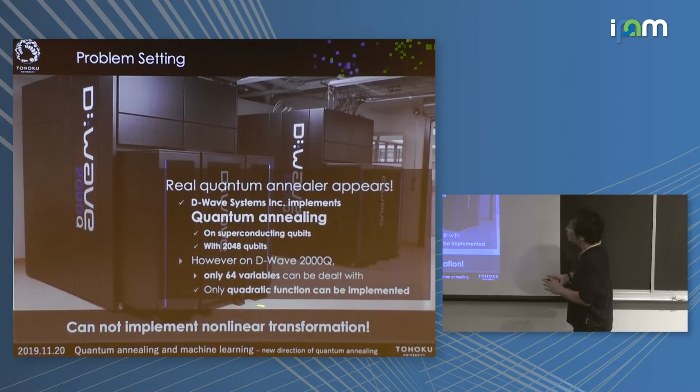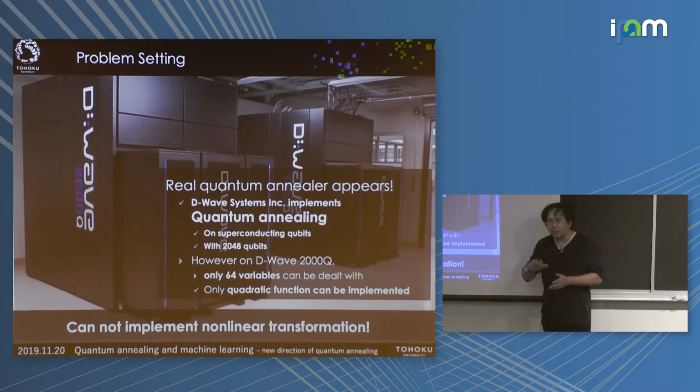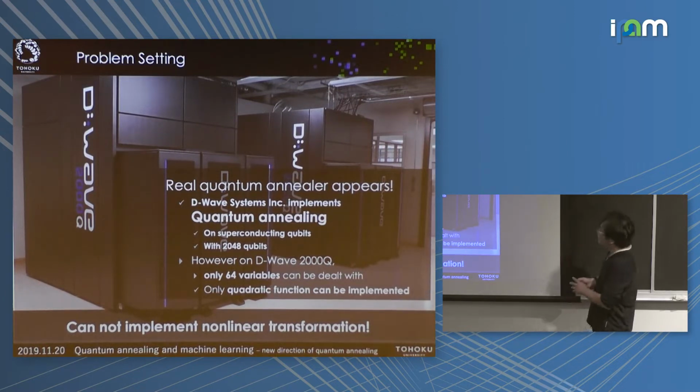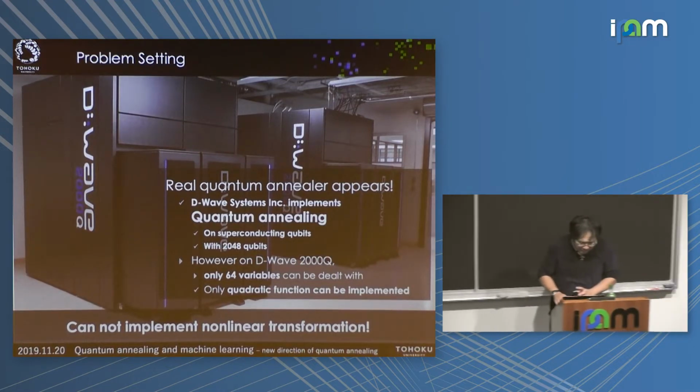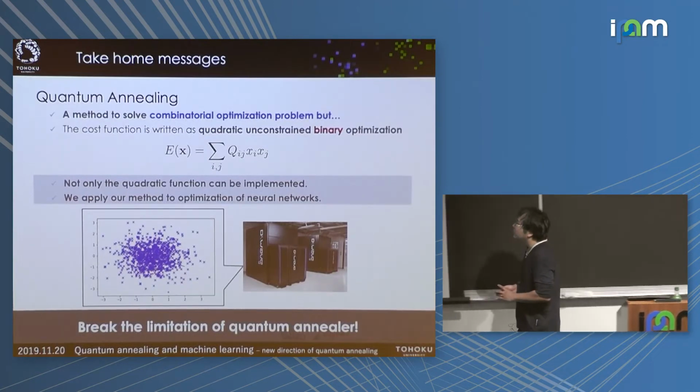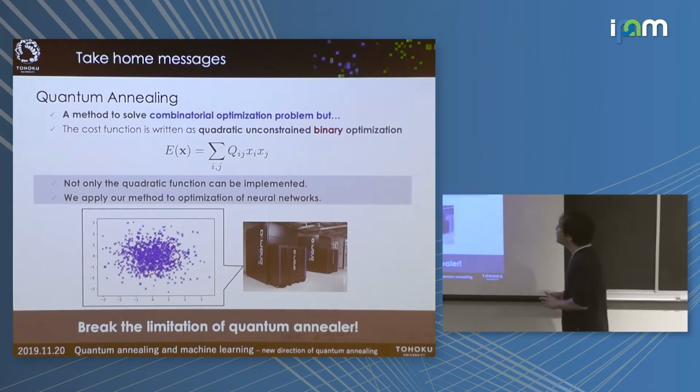This machine cannot implement non-linear functions, non-linear transformations. In neural networks, we often use non-linear transformations and combinations of those transformations. But this machine cannot implement a non-trivial non-linear transformation. That's a bottleneck. So please take this as the take-home message.